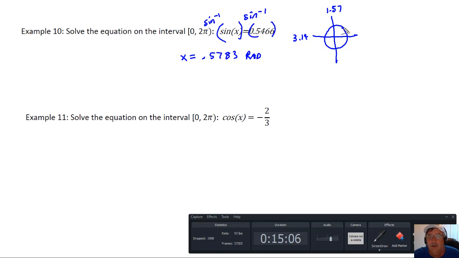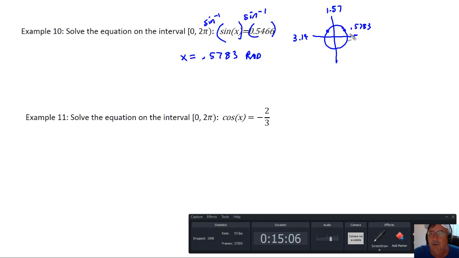Now, this would be over here in the first quadrant, you see. So 0.5783, I'm just going to guesstimate, would be about in this ballpark right here. And I'm going to go ahead and put that. So your calculator gives you that one. But oh, ladies and gentlemen, there is another y value over here that is also going to give you 0.5466 when you input it in your calculator.